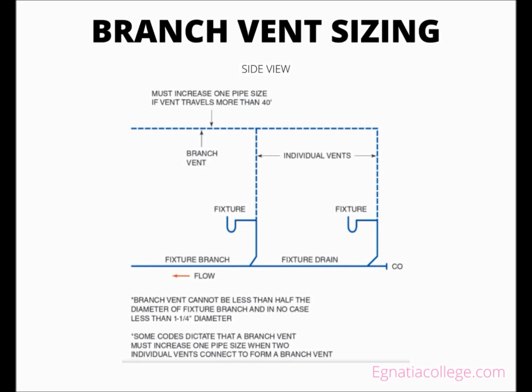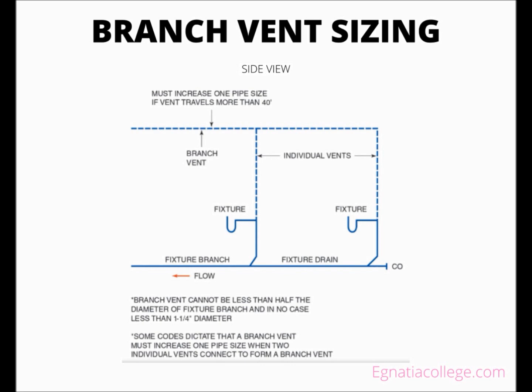A branch vent is sized by the diameter of the drainage branch, the DFU value it is responsible for discharging, and the length it travels. A branch vent cannot be less than half the diameter of the drain it serves, and no less than 1¼ inch diameter. Some codes dictate that a branch vent must be increased one pipe size if it travels more than 40 feet or other distances dictated in a code book, and that the increased pipe size must begin at its connection to the horizontal branch.